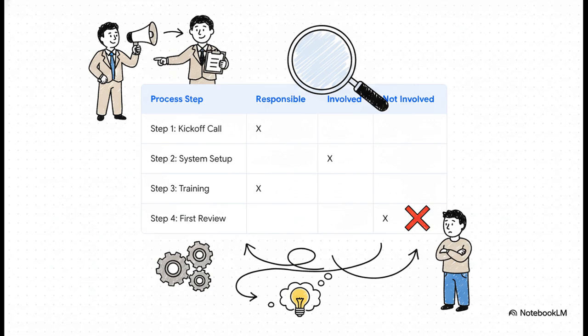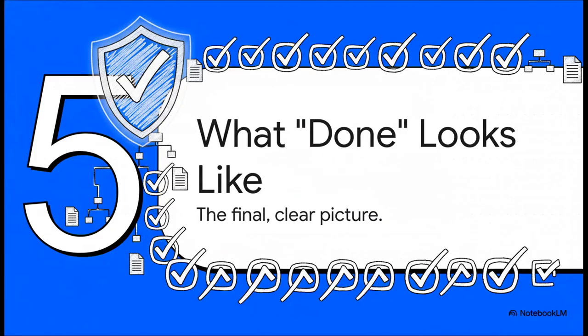So let's look at a real example here, because this is where it all clicks. In our client onboarding process, you can see it plain as day. This person is responsible for the kickoff call and the training. They're just involved in the system setup, meaning they probably provide some info, but someone else owns it. And for the first review, they're not involved at all. It's crystal clear. No more guessing. So you go through all those steps, and what do you have at the end of the day? You've got this awesome, super clear document that becomes the single source of truth for your team.